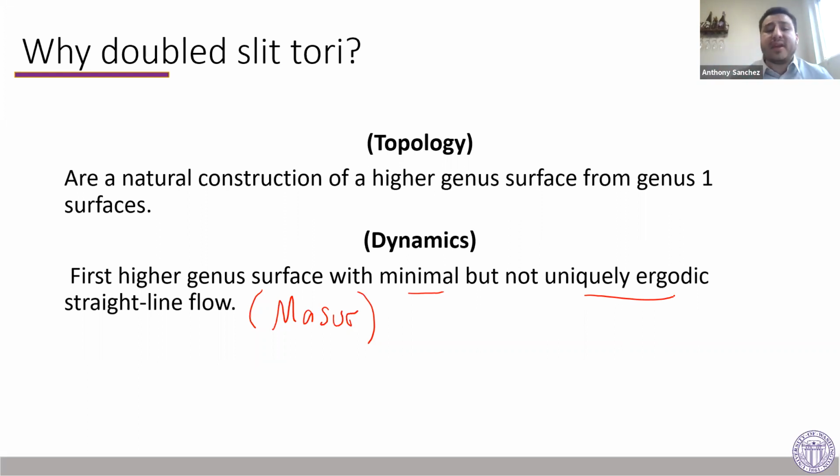And so this is really interesting because this phenomenon is impossible in genus 1. So already we're seeing some interesting behavior with double slit tori, right? This phenomenon is impossible in genus 1, but it's not true in genus 2 already.